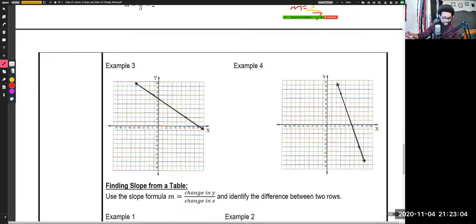So you all go ahead, do 3 and 4. If you have questions on that, come back to the Zoom chat. Let me know. I'll do my best to answer them.